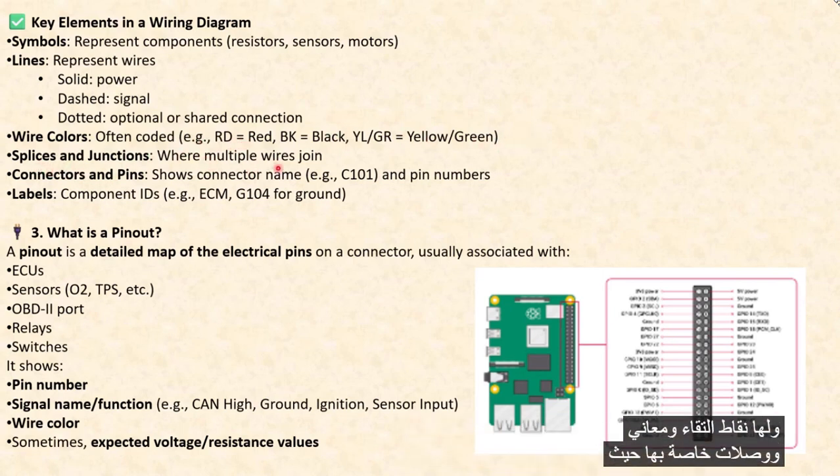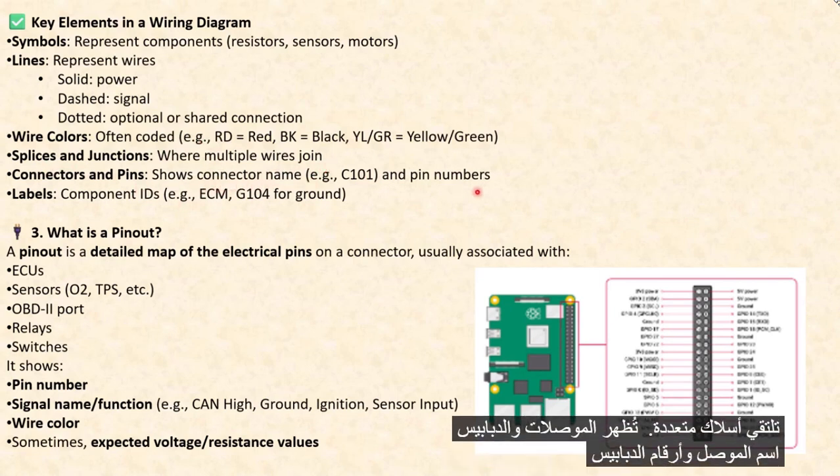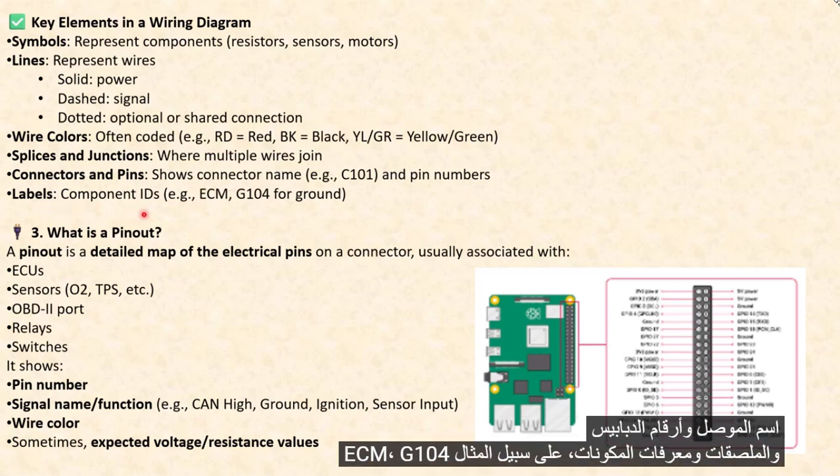Splices and junctions show where multiple wires join. Connectors and pins show the connector name and pin numbers. Labels are component IDs, for example ECM, or G104 for ground.